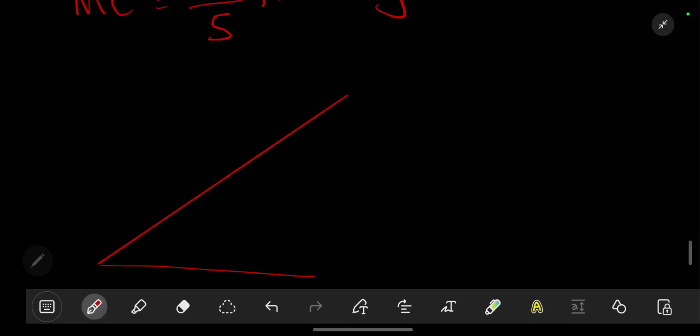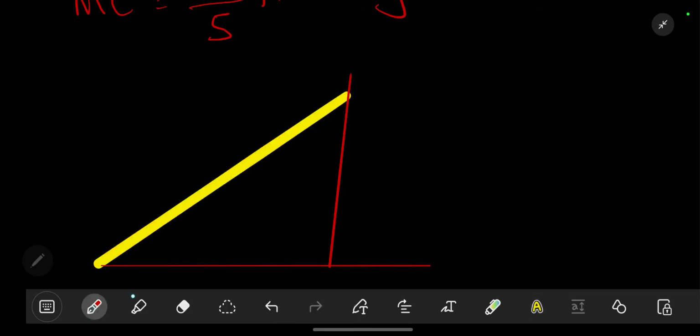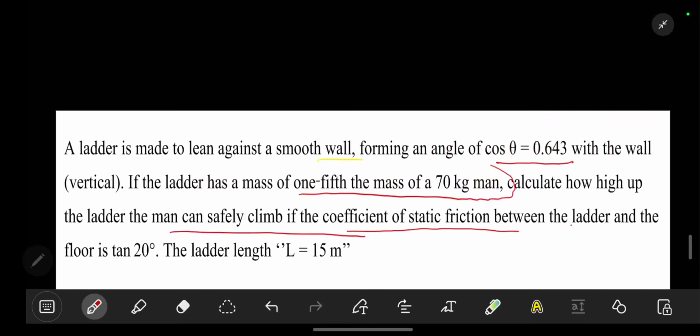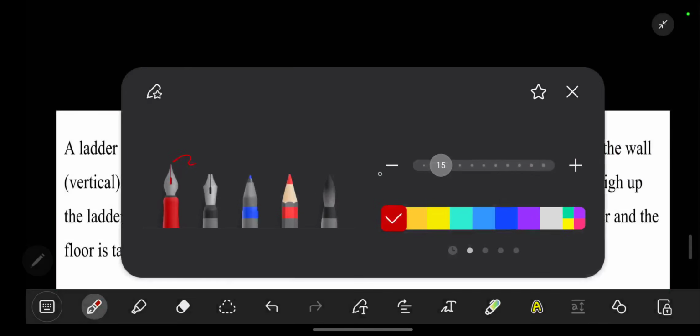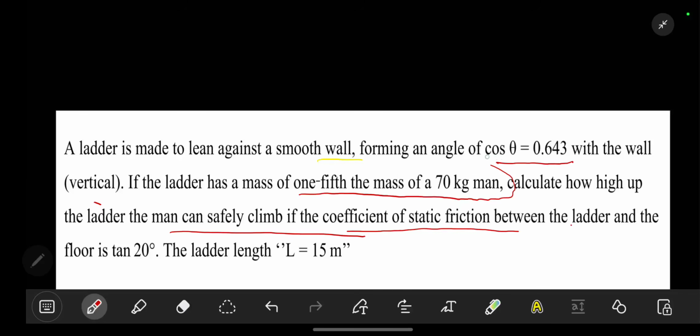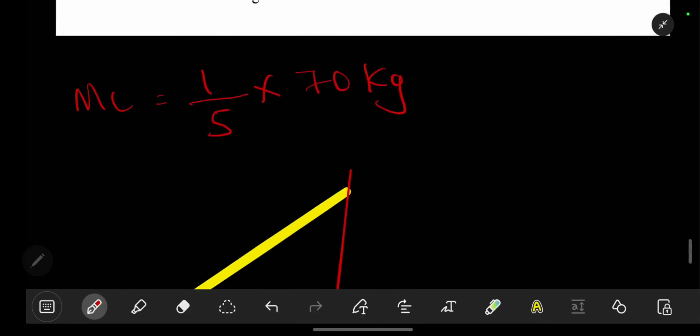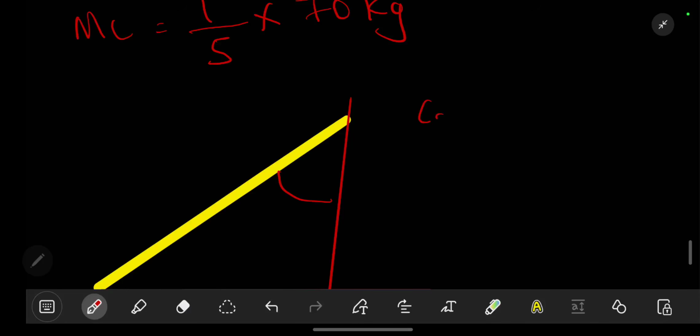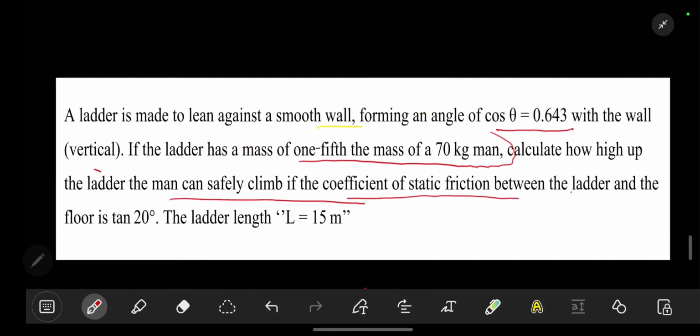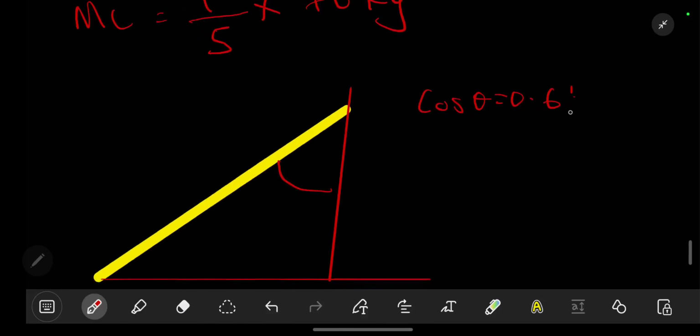So the first thing is, let's analyze it. We have the ladder, it's leaning against the wall like that. So this is our ladder here, leaning against a wall. Now we are told it forms an angle of cos theta is equal to this with the vertical wall. So meaning the cos of theta is equal to 0.643.